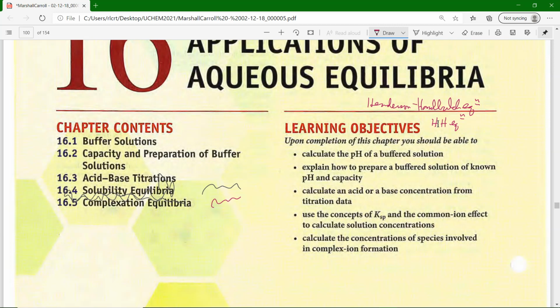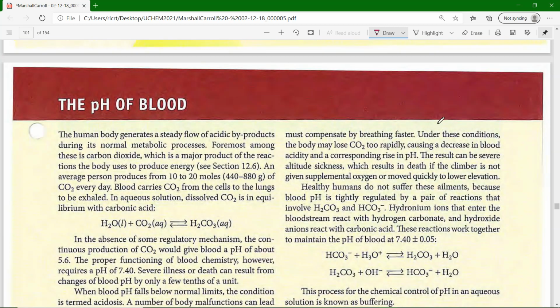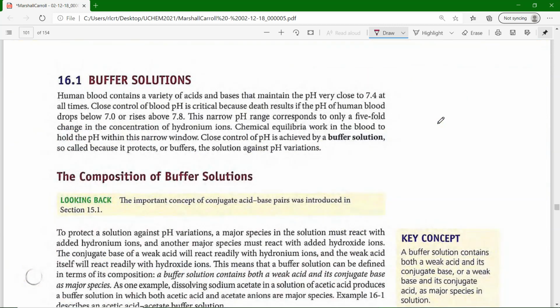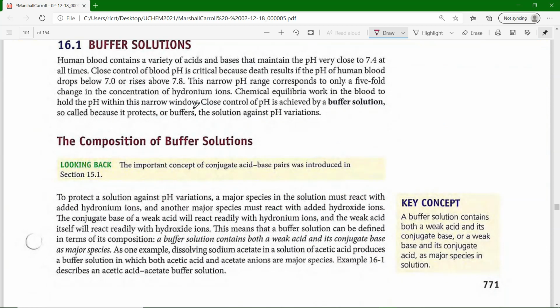So that's what we're going to look at. pH of blood, you can look at that for motivation to talk about the buffers. In a buffered solution, you have to have a close control of pH. That's the point. If the pH of human blood drops below 7 or 7.8, bad stuff happens. So chemical equilibria work in the blood and hold the pH within a narrow window. A buffer solution protects or buffers the solution against pH variations.